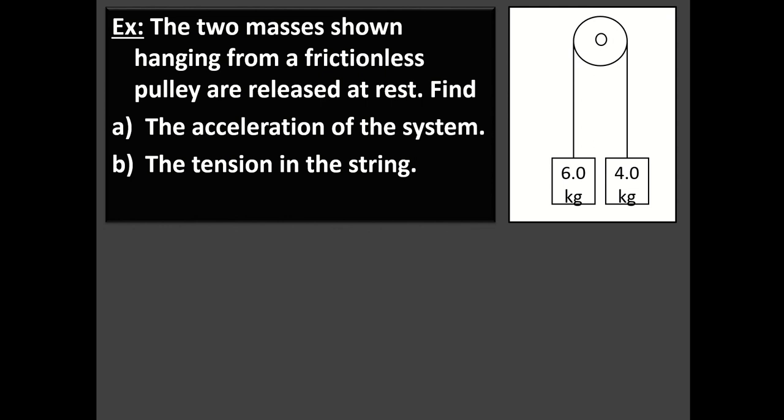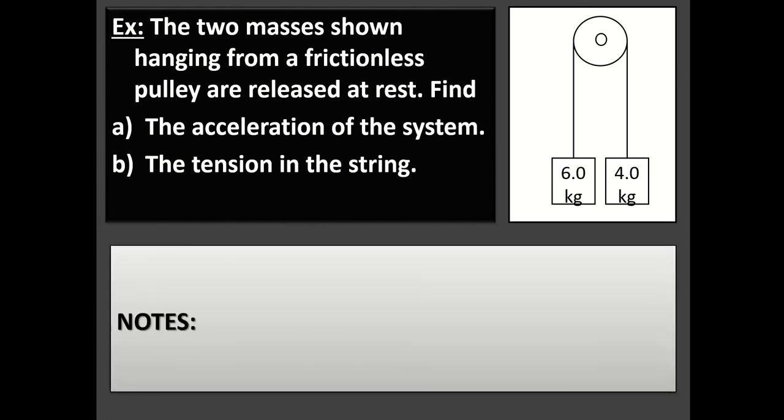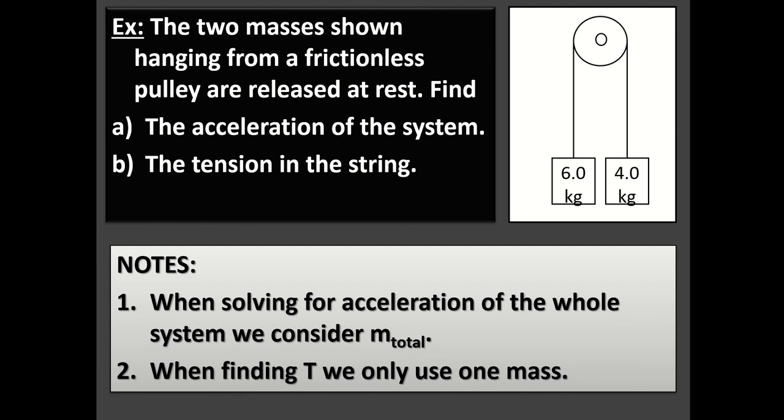We have, again, two masses hanging from a frictionless pulley that are released at rest. So find the acceleration of the system and the tension in the string. So remember, to find the acceleration, you need the F net for the system, so using the M total.